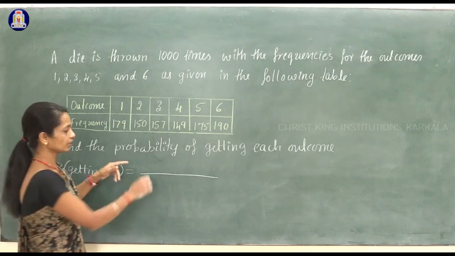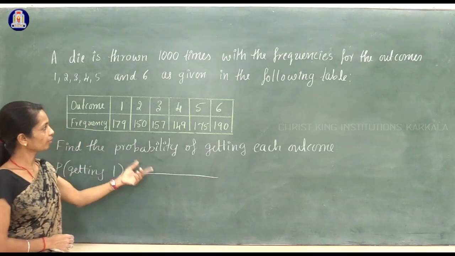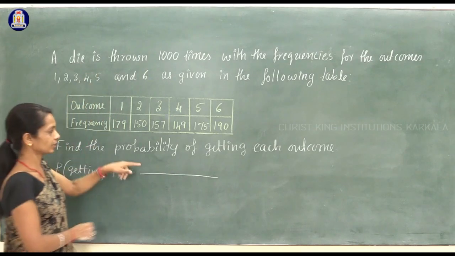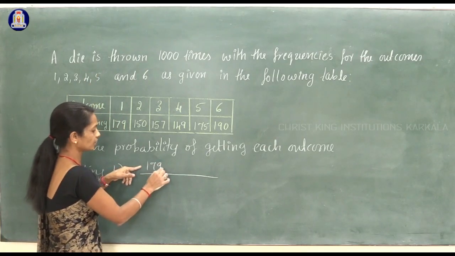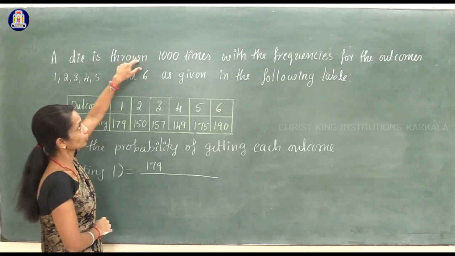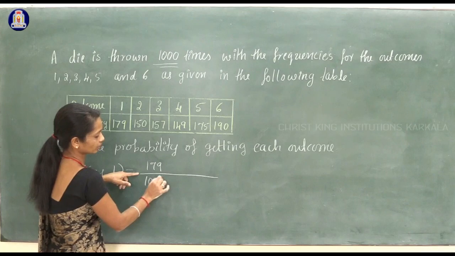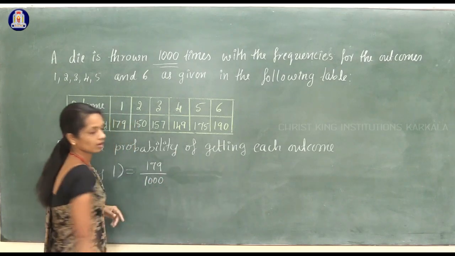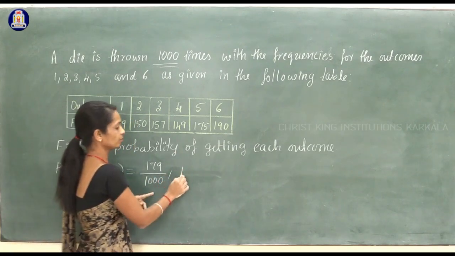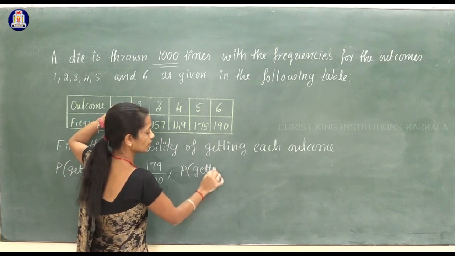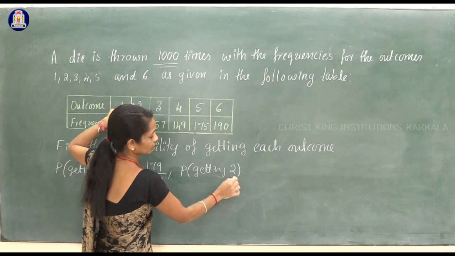So in the numerator you write how many times you got number 1 on this die, that is 179, dividing by the total number of throws. How many throws? In total there are 1000 throws, and this is the probability of the first outcome. And next, the probability of getting the second outcome, that is the probability of getting number 2 on the die.